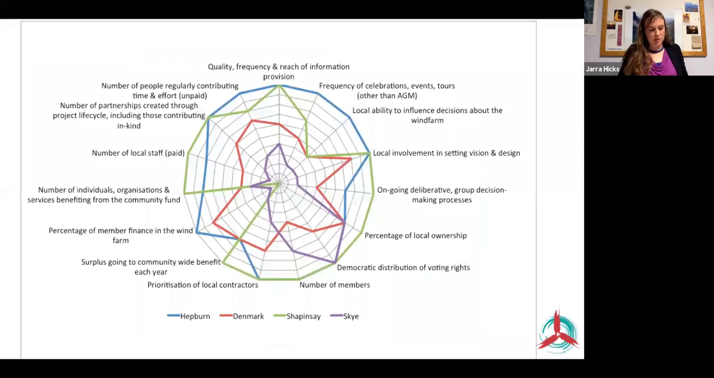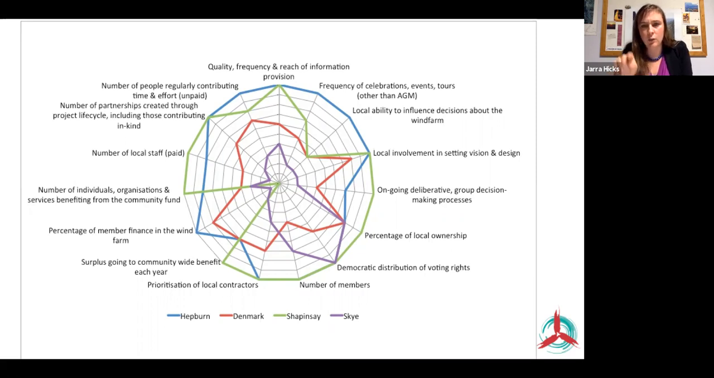Last week, I also introduced this diagram, which I call a participation footprint diagram. What it's showing is a whole range of indicators around the outside. So each of those radial arms, each of those arms of the spider web, are a different indicator that relate to a type of participation in the project. So, for example, local involvement in setting the vision and the design of the project, or the percentage of local ownership. Each of the different coloured lines is a different project, a different case study.